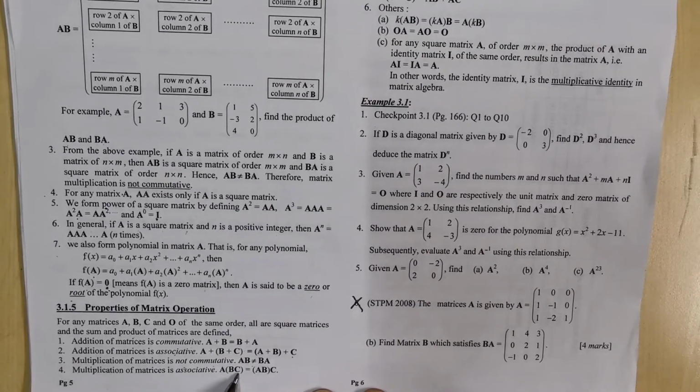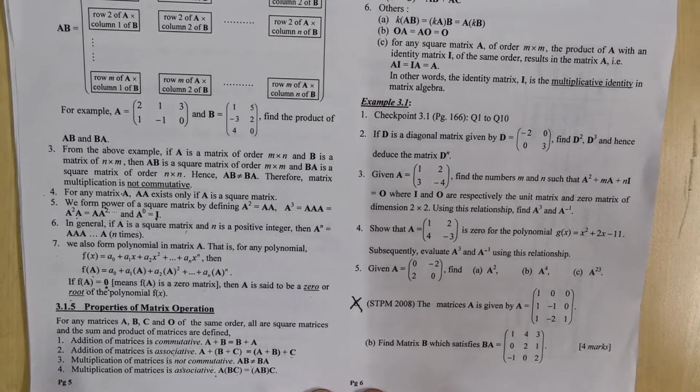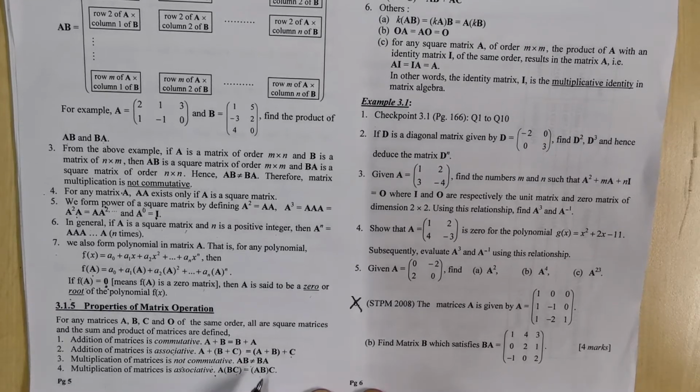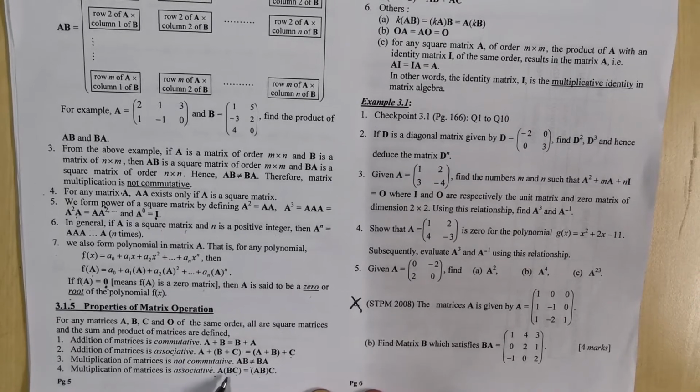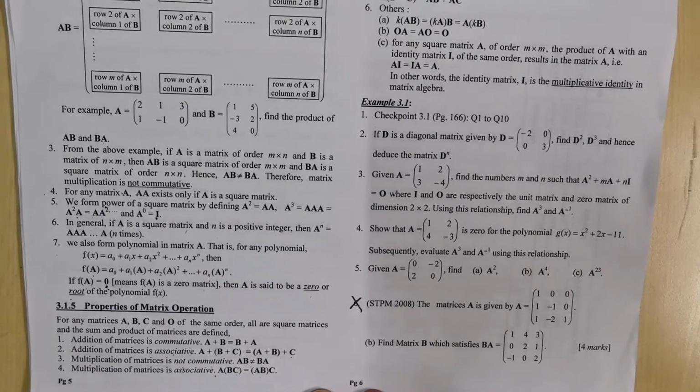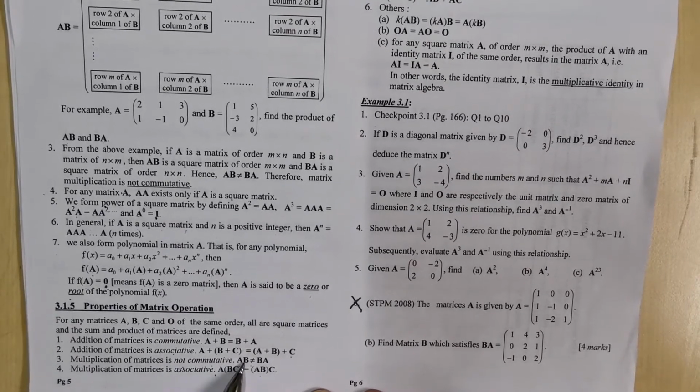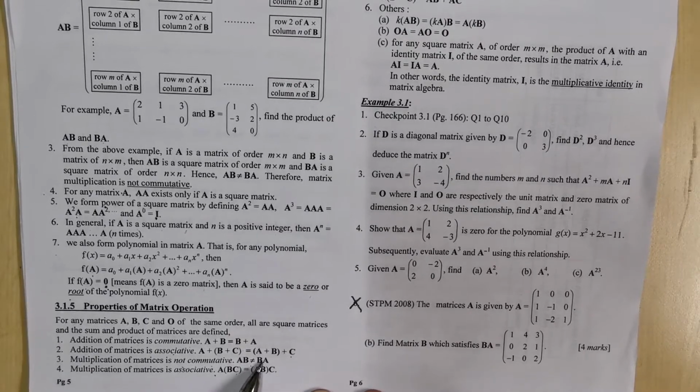Means we multiply BC first, then multiply to A. Same as we multiply AB first, then only multiply to C. You see the sequence is still the same: ABC, ABC. But this one is different, this one they reverse. Even though they are square matrices, the answer is not the same.